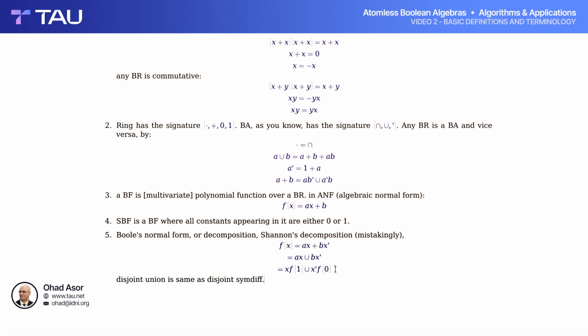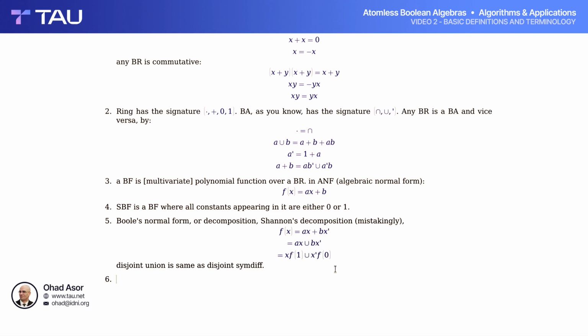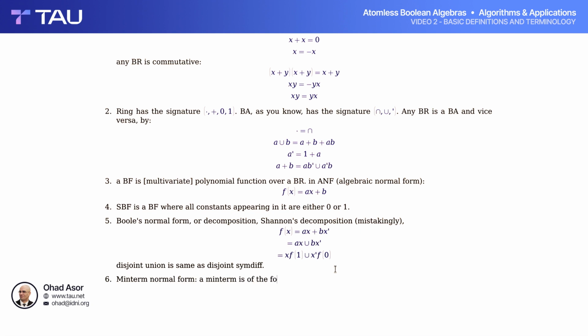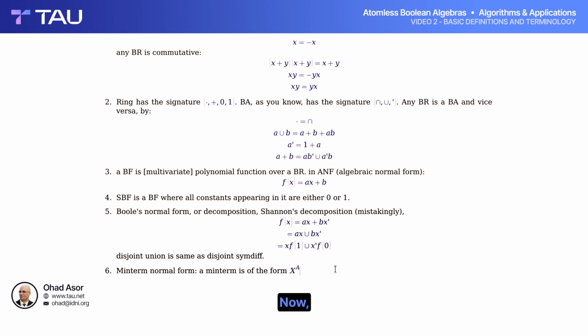More generally, you can write a Boolean function in minterm normal form. So first, a minterm is of the form capital X to the A. Now, capital X is a tuple of variables, and A is a bit string. So this thing is really a conjunction of x1 to the power of a1, and so on. Maybe we write it as a big product.